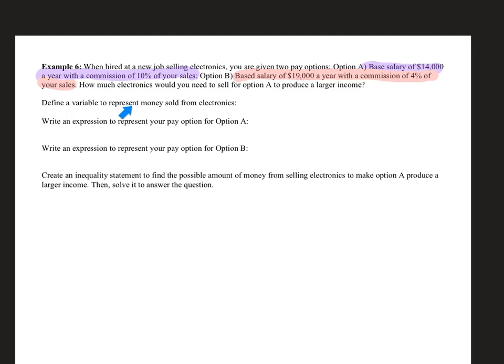So I want to define a variable to represent the money sold from electronics. So you just need to come up with a letter. I'm just going to go with X. So make sure you understand what it stands for. And so they're asking us very specifically to make it the amount of electronics sold.